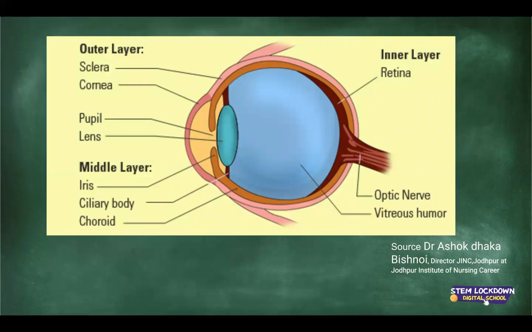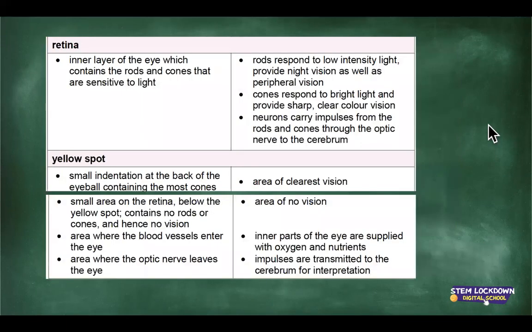Last but not least, we have the inner layer. Now, the inner layer is the retina. The retina is the inner layer of the eye. It contains the rods and the cones that are sensitive to light. We will look a little bit more into this when we discuss how we see, or the function of the eyes.